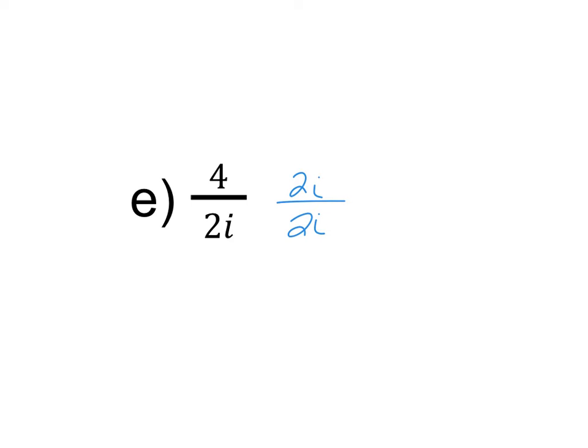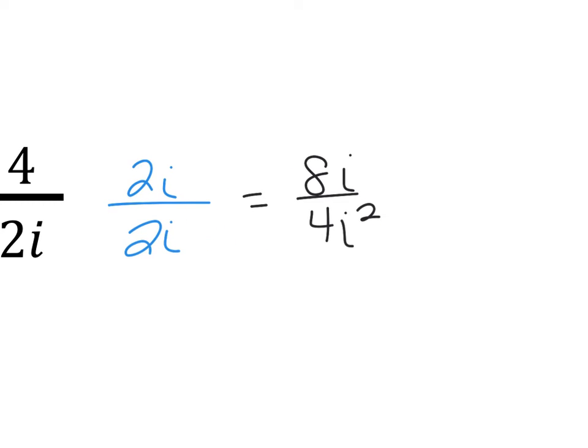If it's a 2-term thing, so a binomial, you have to multiply by the conjugate, but if it's just 1 term, multiply by whatever the denominator is. But remember, what you do to the bottom, you must do to the top. So this would become 8i over 4i squared, which we know 4i squared is negative 4. So I have 8i over negative 4. Are you done? And the answer is no, because you can reduce.